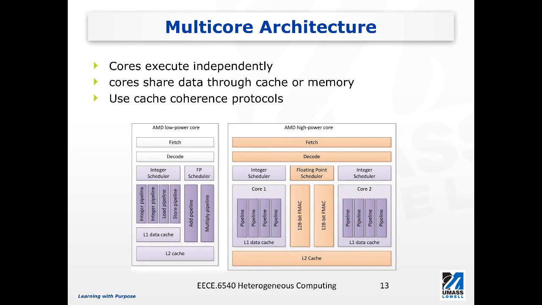For this to work properly, there have to be cache coherence protocols so that the operations on the shared data can be synchronized across these multiple cores.